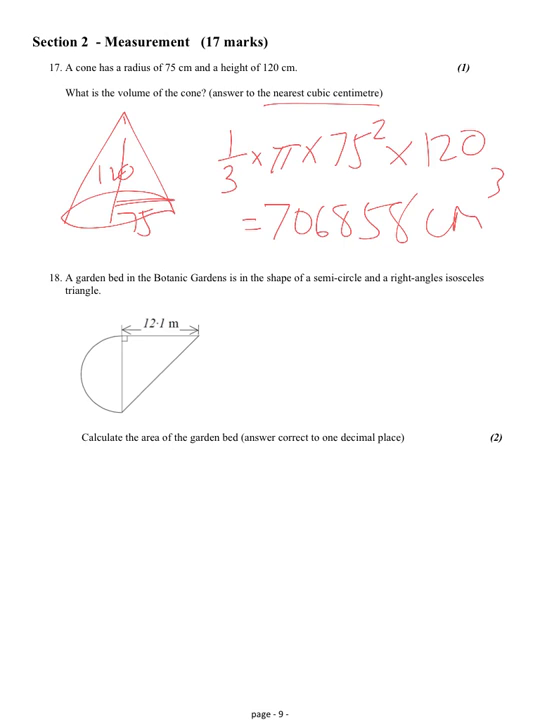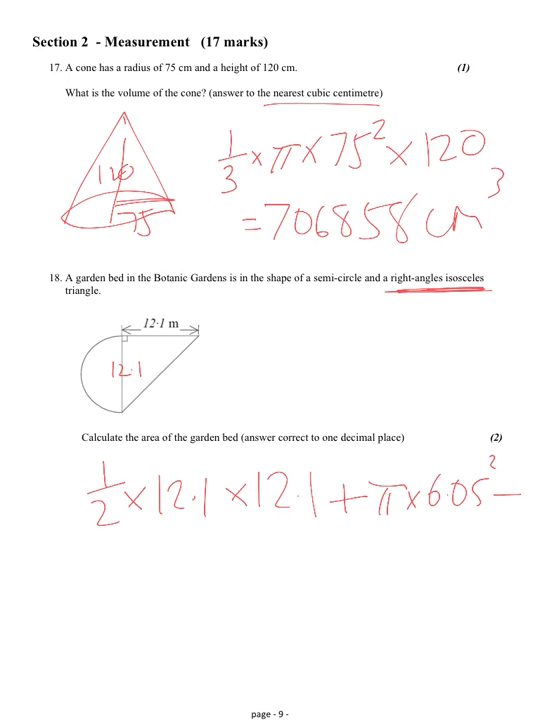Okay, garden bed, semicircle and right angle isosceles, so this is also 12.1. So we have the triangle, half times base times height, plus we have the circle, which is pi times r squared, so it's going to be 6.05 squared, but it's only half a circle, so we're going to divide it by 2. 1 decimal place gets us 130.7 metres squared.